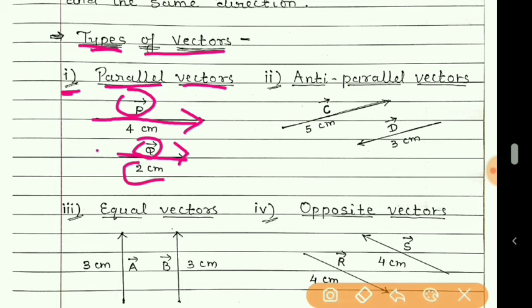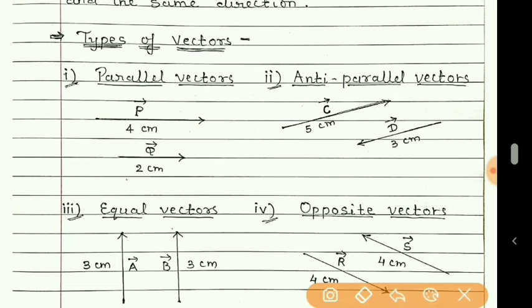No need to check the magnitude. Here you can see that the magnitude of P is 4 centimeter and magnitude of Q is 2 centimeter. That is, one vector is larger and the other is smaller. But we don't have to consider magnitude to check whether the vectors are parallel or not. We have to only check their direction. If the direction is same, then we can say that the vectors are parallel.